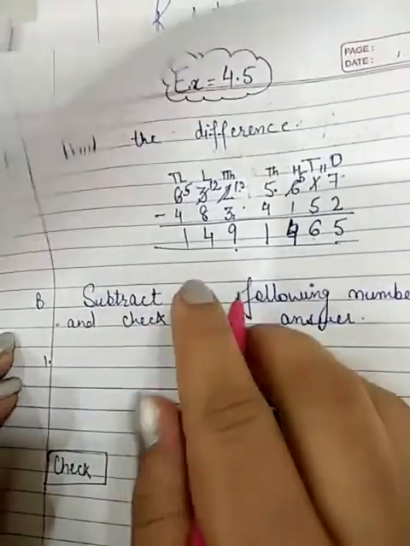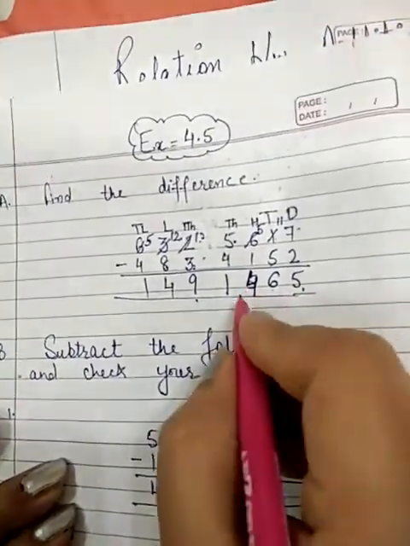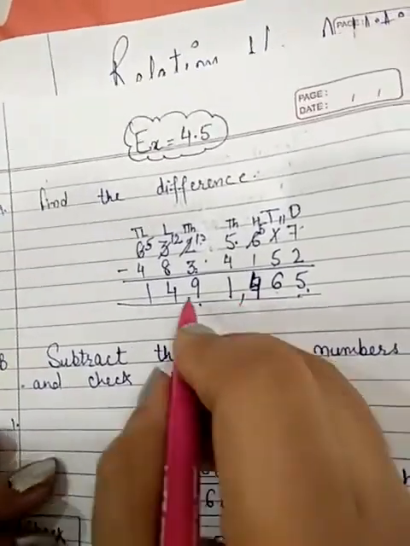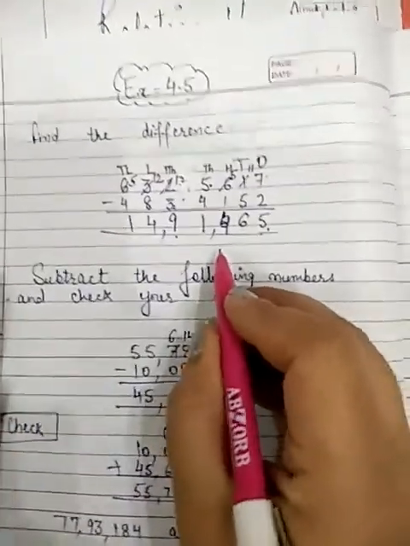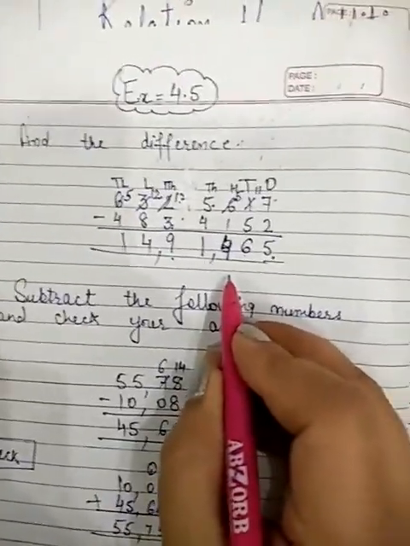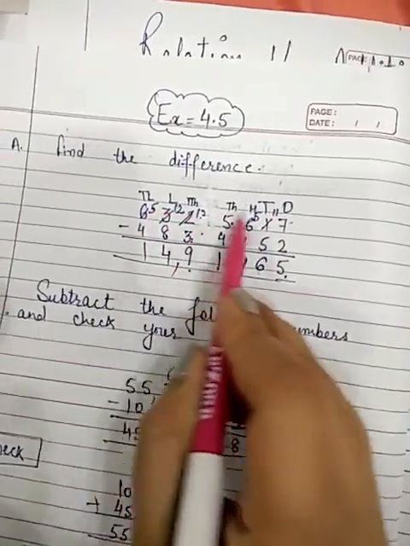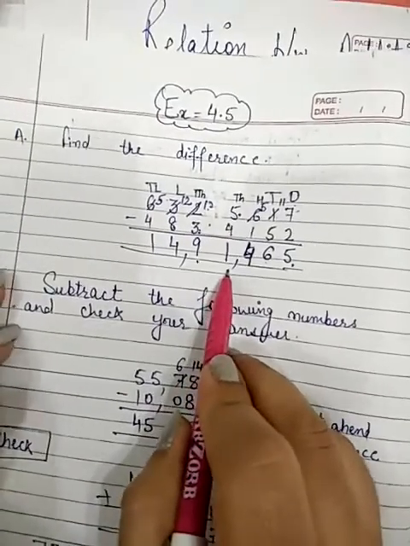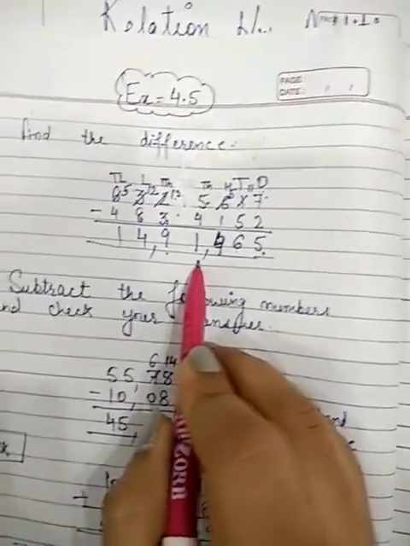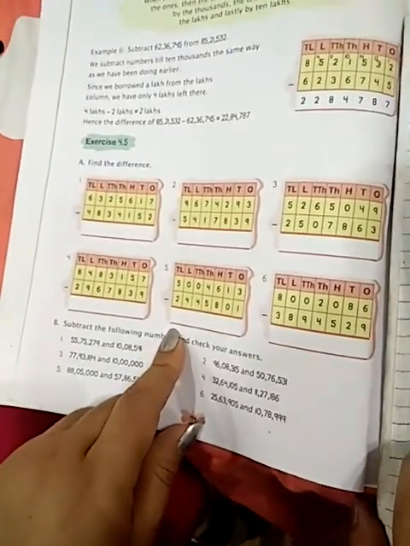And now put the commas. Where will you put commas? Starting from here, leave 3 digits, put a comma, then leave 2 digits, put a comma. I have used commas according to the Indian system because according to the place value chart, this is the Indian system. Now all the parts of question A you can do yourself.